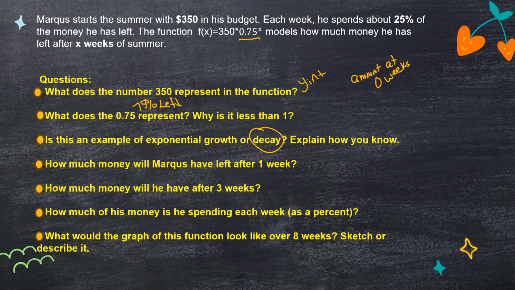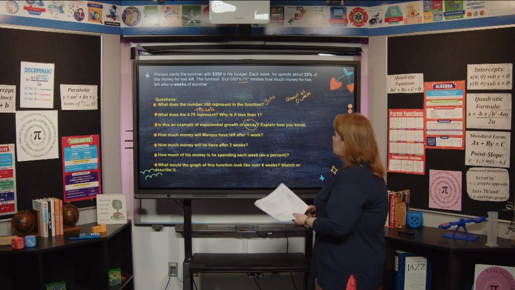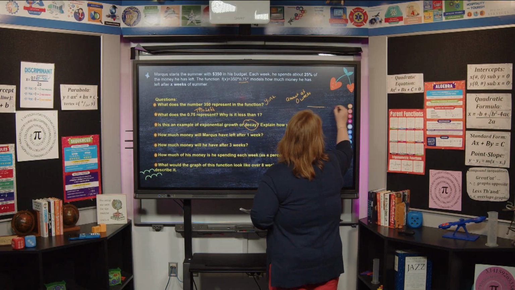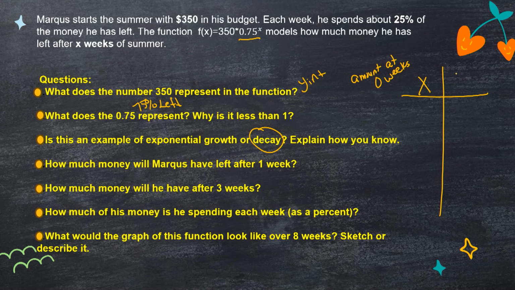How much money will he have after 1 week? So what we could do is look at some type of table. So let's go ahead and look at this table. So I know at the beginning, at 0 weeks, I had $350. Now, what is my common ratio that we're changing by? You're right. So I'm going to multiply by that 0.75. And how much do I have left after he spent that 25%? I'm going to have $262.50. So that's how much I have after 1 week, that he has left after 1 week.